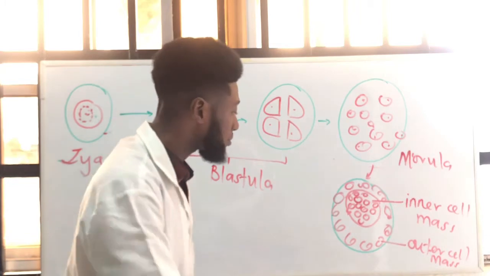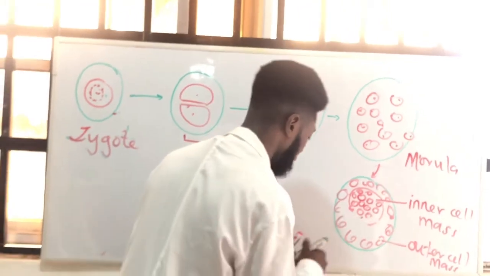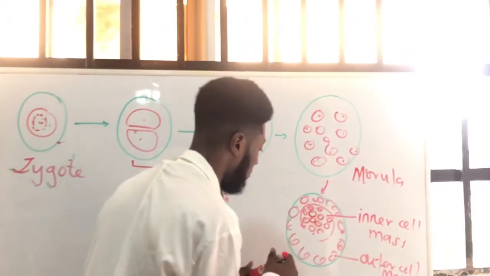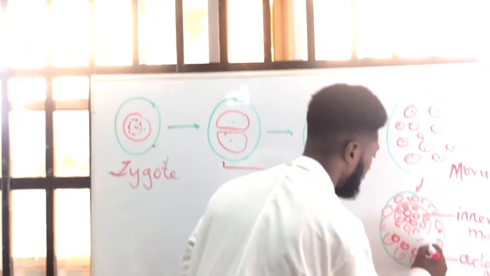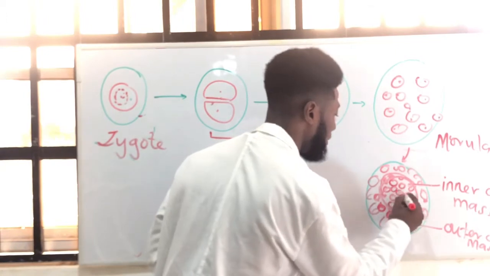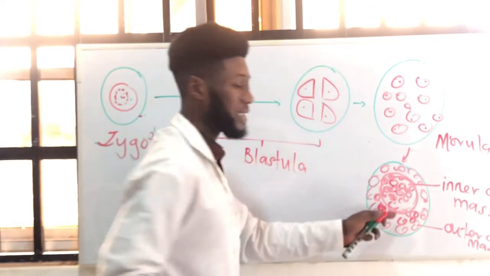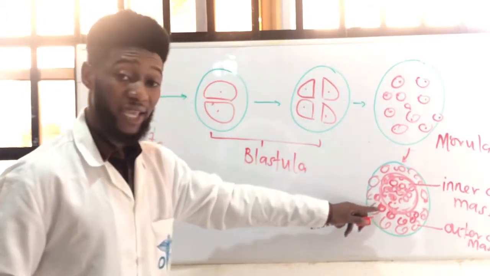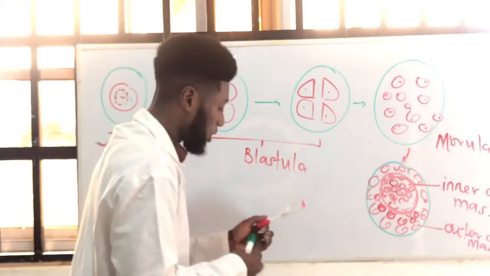Do you get the point? So let me make it clear. These are the cells at the center, very compact, and this is the inner cell mass. Now, from here, another thing happens.